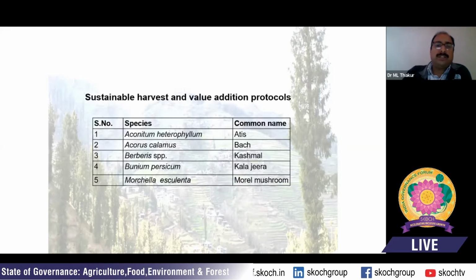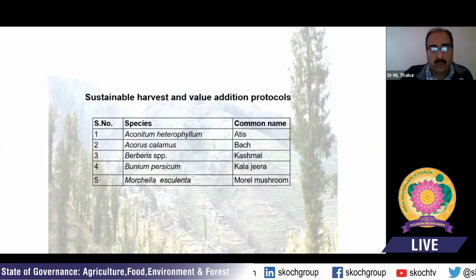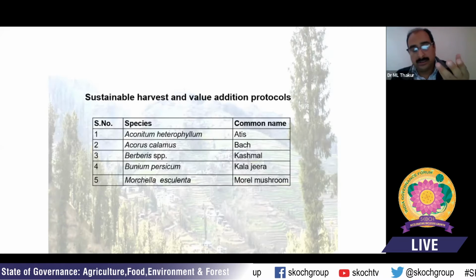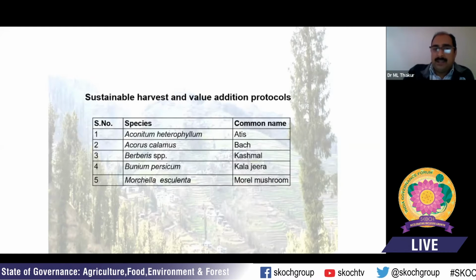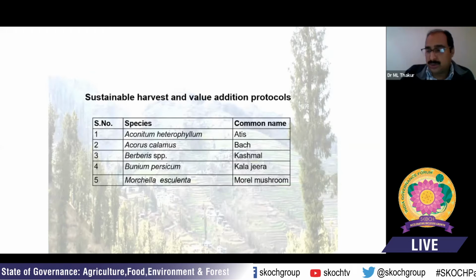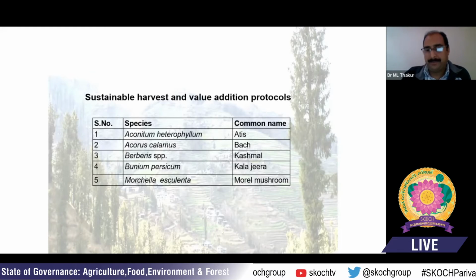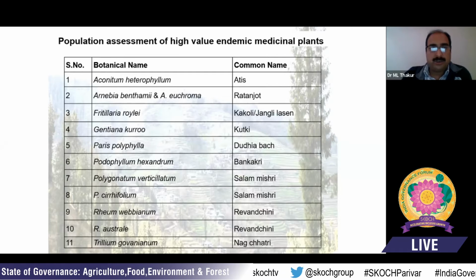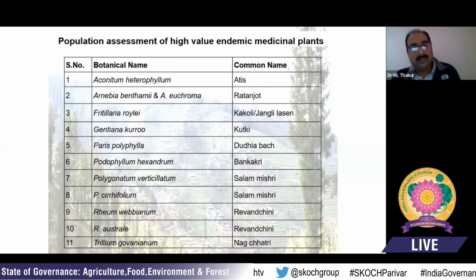When we talk about the conservation and sustainable use of biological resources, we should have some knowledge about the sustainable harvest and value addition protocol methods, so that the pressure on the biological resources gets minimized. And we have done some assessment of some 11 high value endemic medicinal plants also in the state of Himachal Pradesh, so that we can justify the conservation of biological resources.